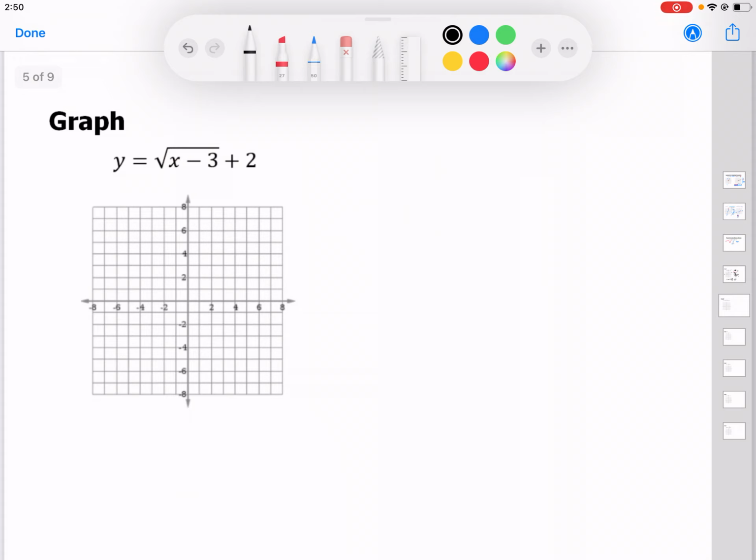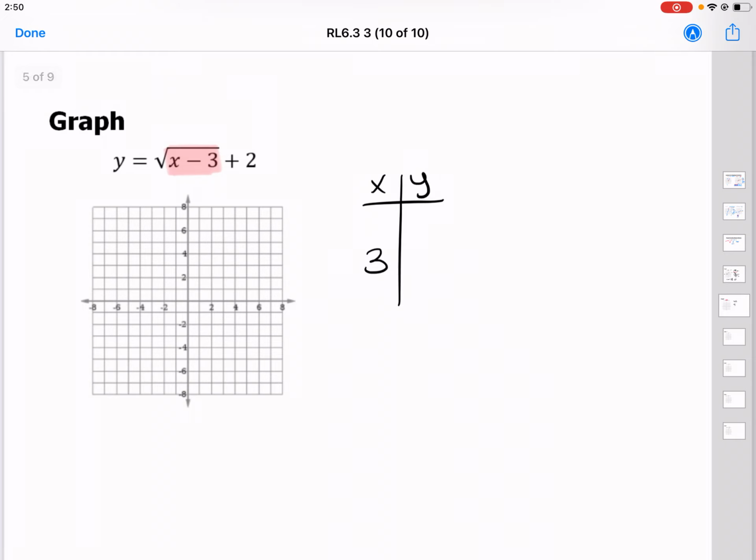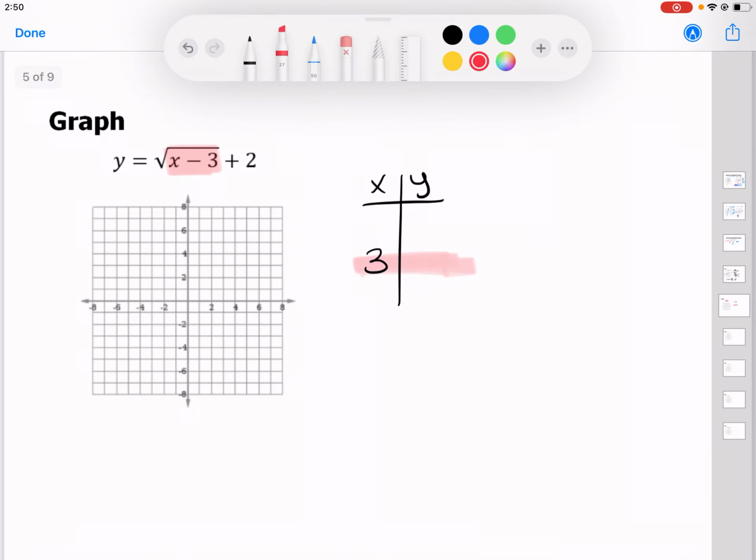Okay, let's go ahead and do another one. So we're doing table method again. I start out by finding the 0 of what's under the radical. In this case, it is +3. I'm going to put that right here. Oh, goodness, what's going on? There we go. So we've got +3 that we're going to put in.